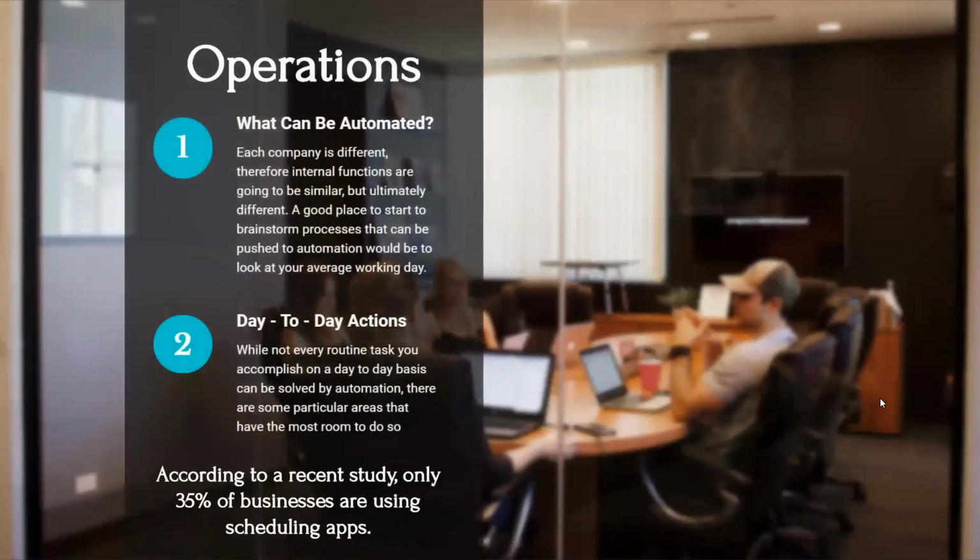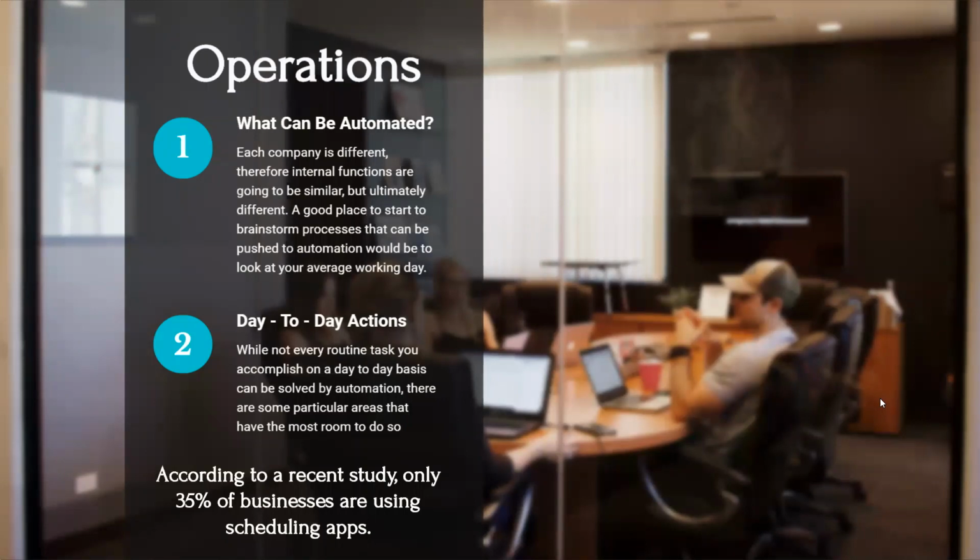Now let's discuss operations. Being an operations manager most of my career, this happens to be my favorite. Now that we know you can automate the beginning workings of a business, such as your pipeline and funnel, we can discuss internal operations that can be automated as well. Automation throughout a business allows employees to focus on the jobs that require the critical thinking and frees them from their busy work. Each company is different, therefore, internal functions are going to be similar, but ultimately different.